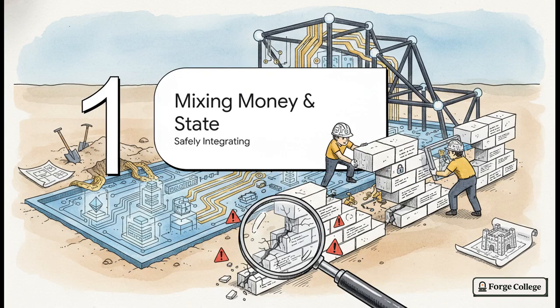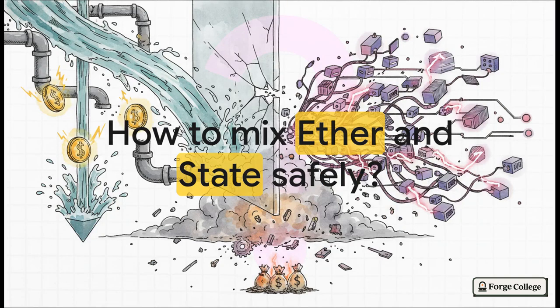Let's start the site survey for our new smart contract architecture. Okay, so how do we mix Ether and state without causing a total catastrophe? Listen, mixing live Ether with your contract's internal state is exactly like running water plumbing and high-voltage electrical lines through the exact same wall. If you don't do it perfectly, if there's even a tiny leak, you don't just get a little puddle, you get a highly expensive explosion.